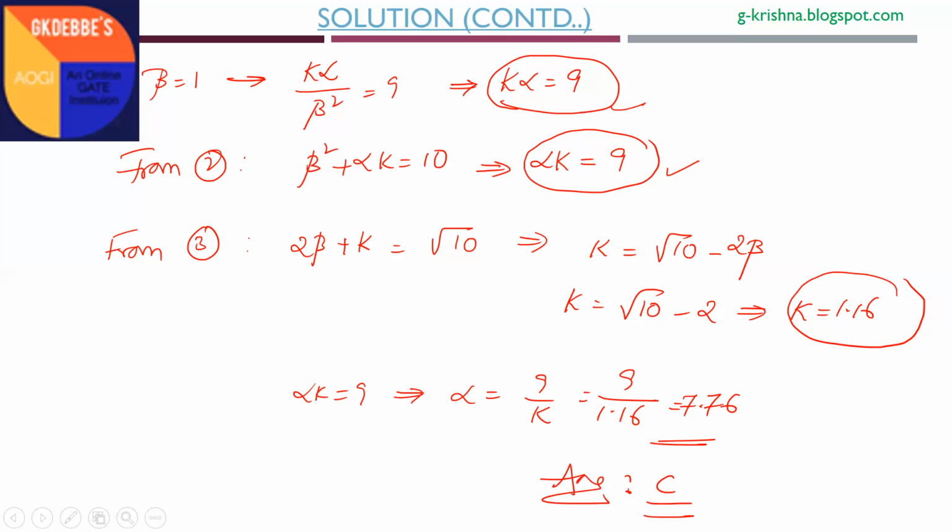Even if you solve the three equations, you can get the option, but beta can directly be known from the options only to be 1. And that is satisfied when you substitute in the equations also. Directly we can solve the remaining alpha and K from the next two equations.